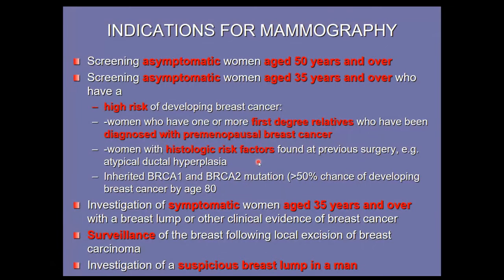Women with histological risk factors found at previous surgery. For example, some previous biopsy has been done and it didn't show cancer cells, but it showed atypical hyperplasia. There are atypical cells present. Okay. So again, there is increased incidence of developing breast cancer in future if it has atypical ductal hyperplasia on biopsy, or there is inherited BRCA1, BRCA2 mutation genes. More than 50% develop breast cancer by age of 50.